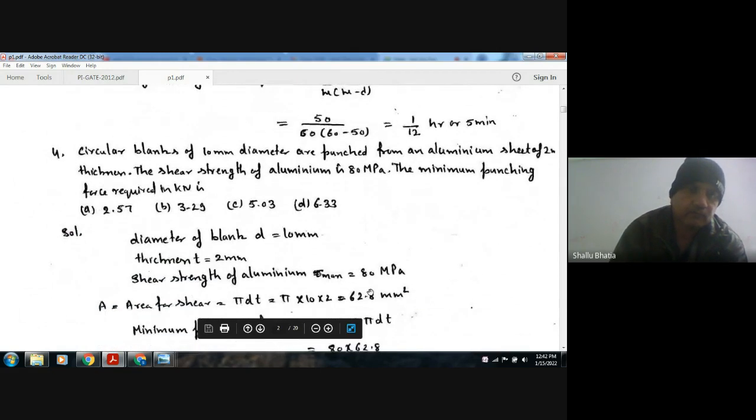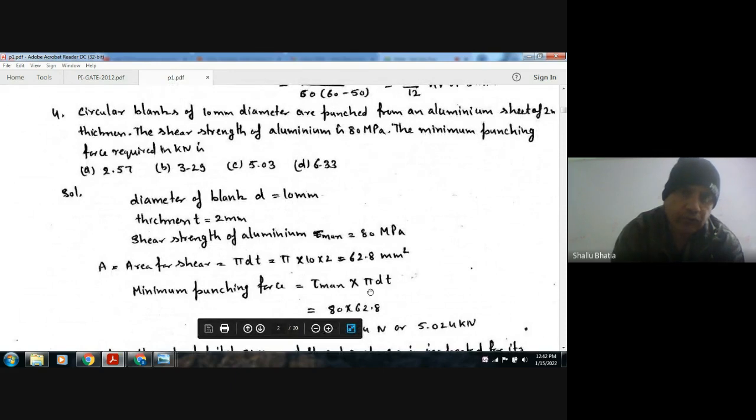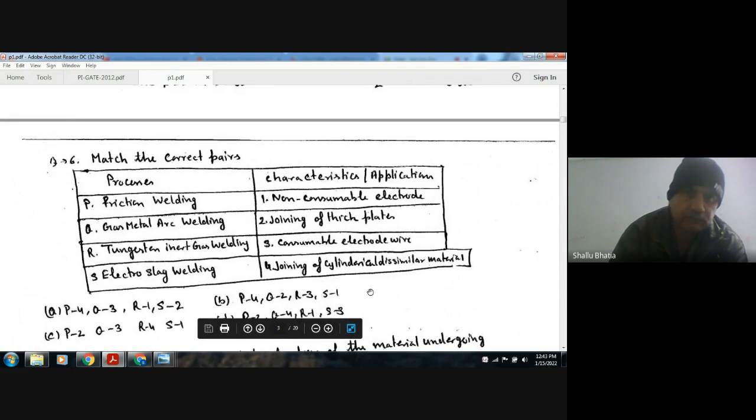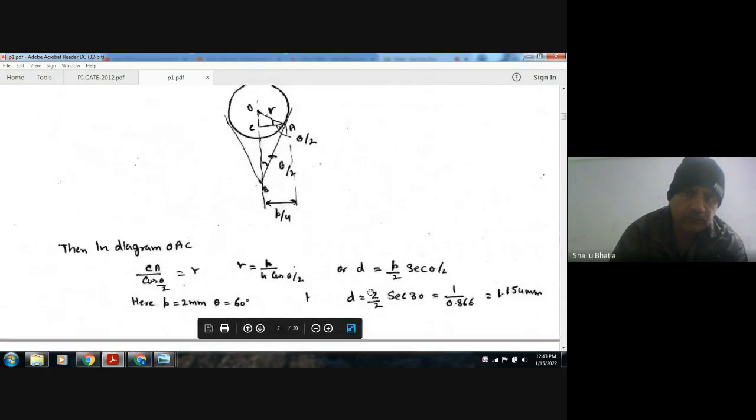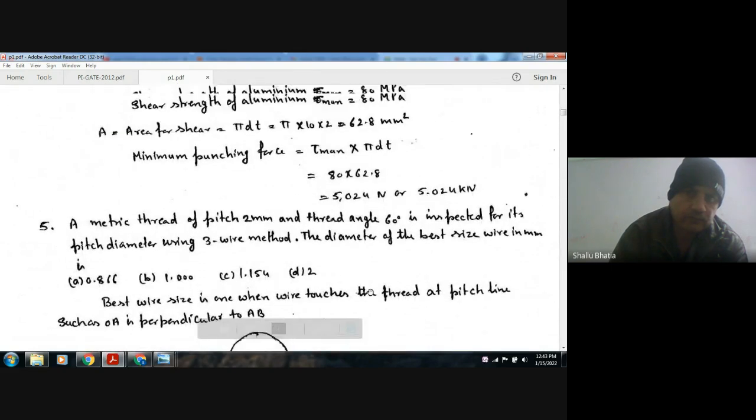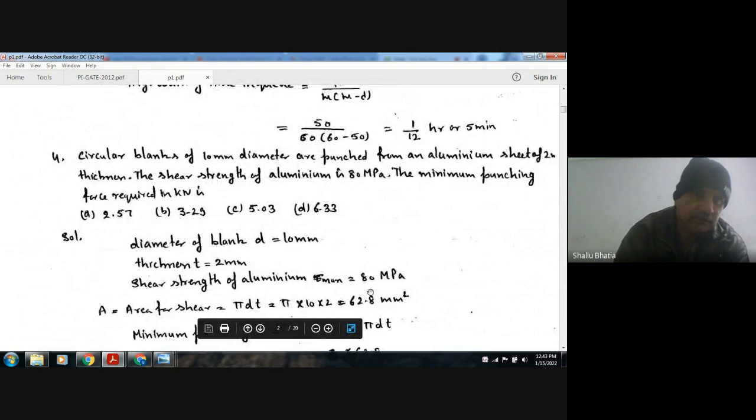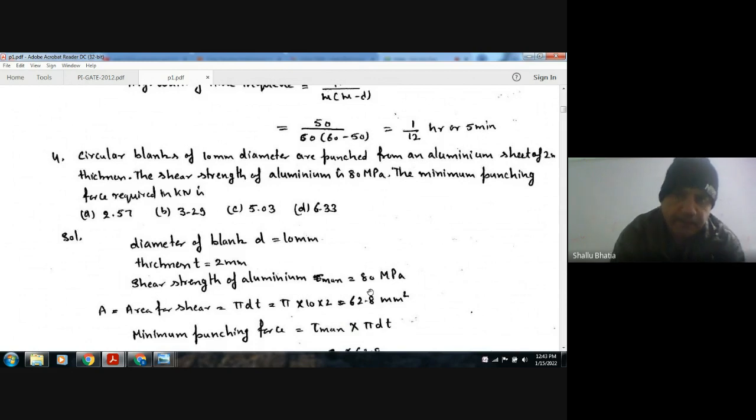Next, circular blanks of 10 mm diameter are punched from an aluminum sheet of 2 mm thickness. The shear strength of the aluminum is 80 MPa. The minimum punching force required in kilonewton is: option A 2.57, option B 3.29, option C 5.03 and option D 6.32.